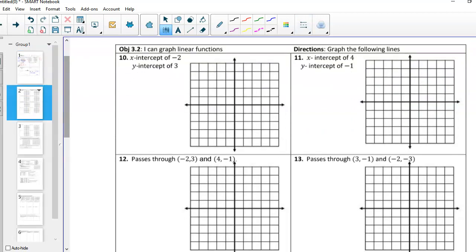Alright, we're going to do one of each type of these. So your second objective, graphing your lines. Most of these are straightforward. If they give you points, or an x-intercept and a y-intercept, or 2 points, graph those 2 points, graph your line. So for 10, your x-intercept of -2 would be on your x-axis at -2. Your y-intercept would be on your y-axis at 3. And then you would draw a line in between both of them.